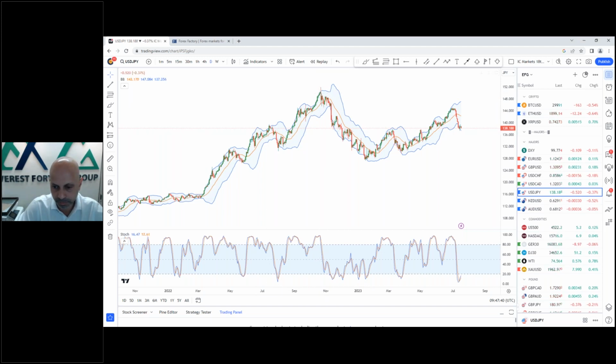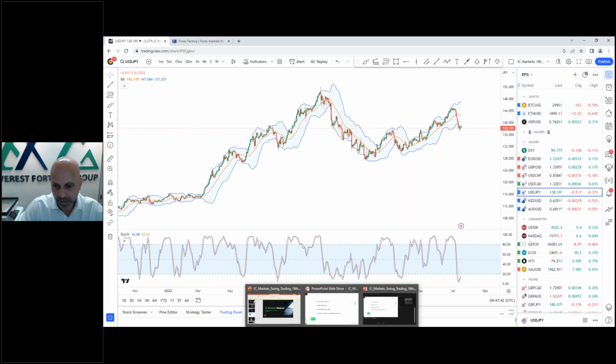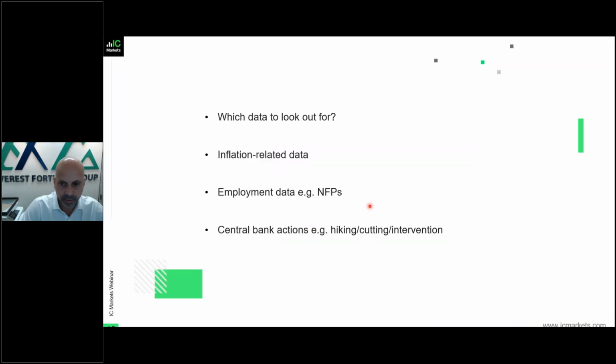This is just one example of how we can use fundamental action or central bank actions to help us identify trade entries, and also help us to continue to hold the trade as the data moves in our favor.